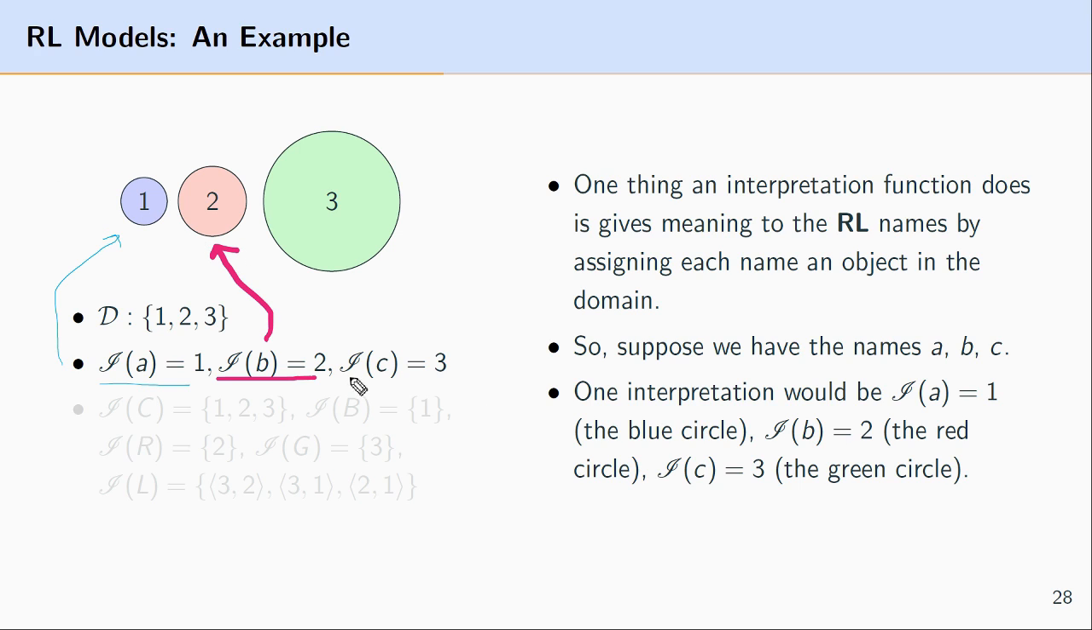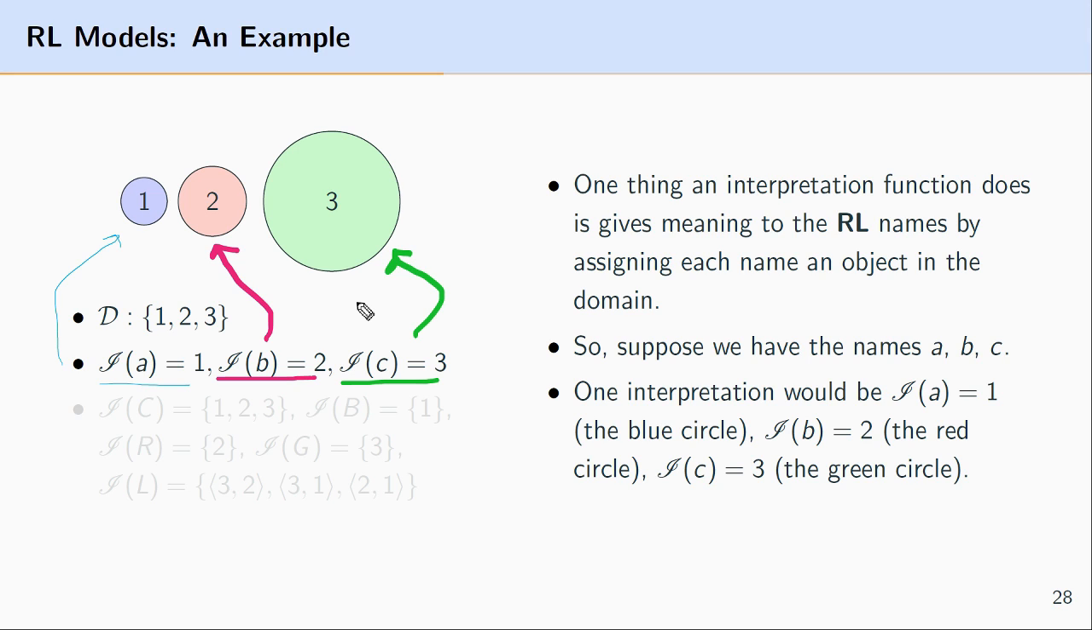Finally, the interpretation of C, well, what does it refer to? Well, it refers to this green circle. Now, one of the things is that the interpretation function goes through all of the names of the language of predicate logic and assigns it an object in the domain.